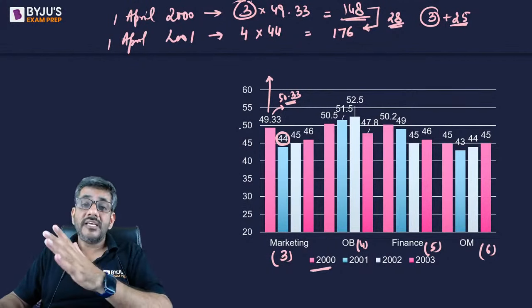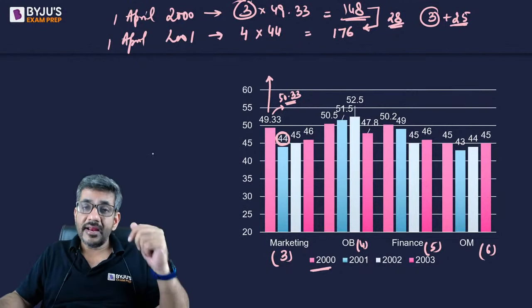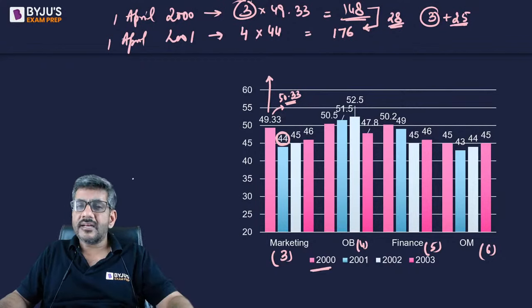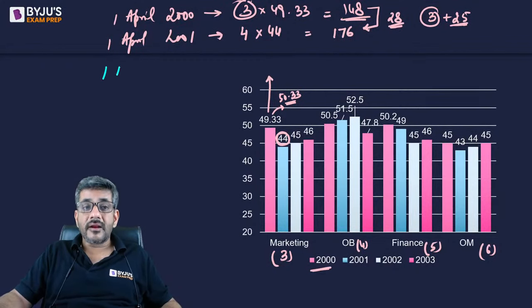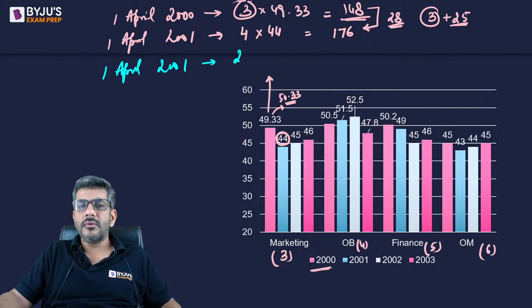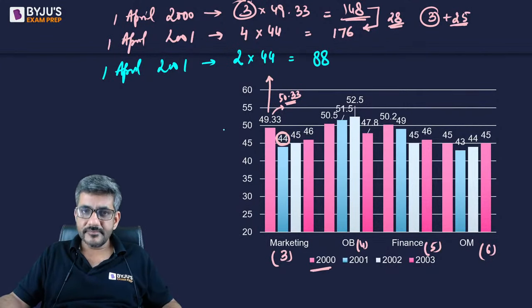Now you might have a question, sir, why are you saying that a member joined? Because in one of the categories, a member resigned as well. So this might be that category where a member resigned. Okay, that's possible. If a member retired, then on 1st April 2001, we should have 2 members. Those 2 members having an average age of 44, the total age should have been 88, right? 2 into 44 should have been 88.